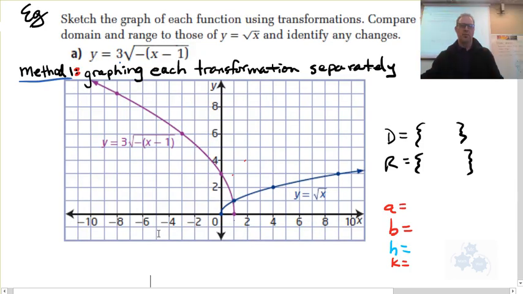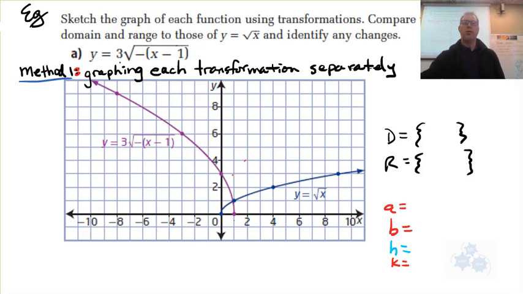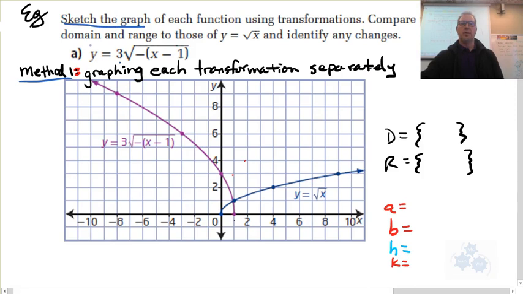All right, so here's an example we're going to work through. Basically, we are graphing or sketching the graph of this function right here: y equals 3 root negative x minus 1. You can see in there that we do have just y equals square root of x. That's the base function.